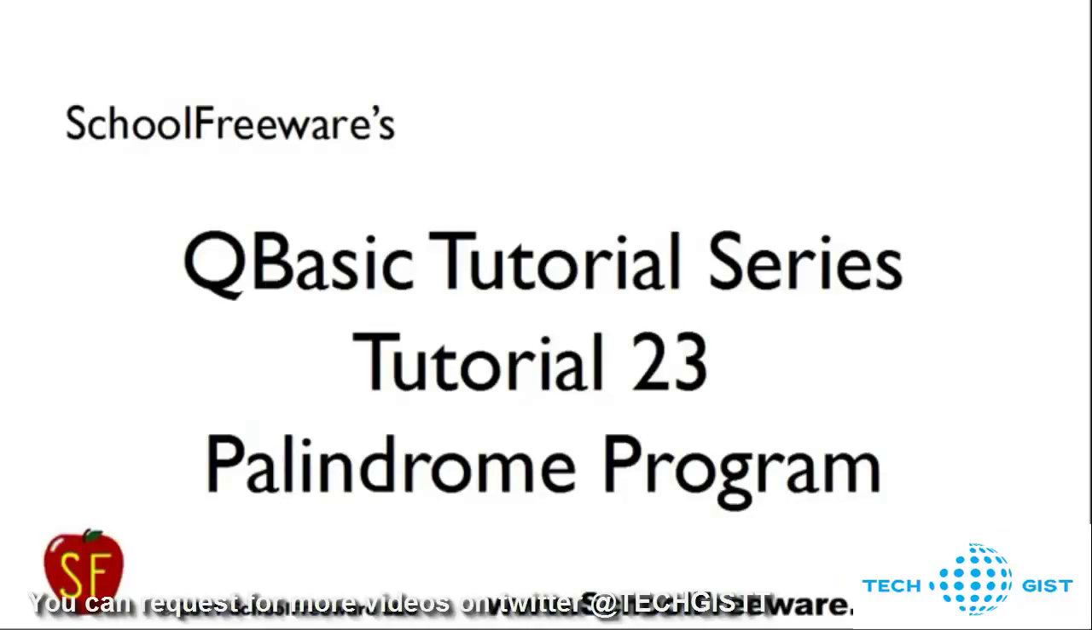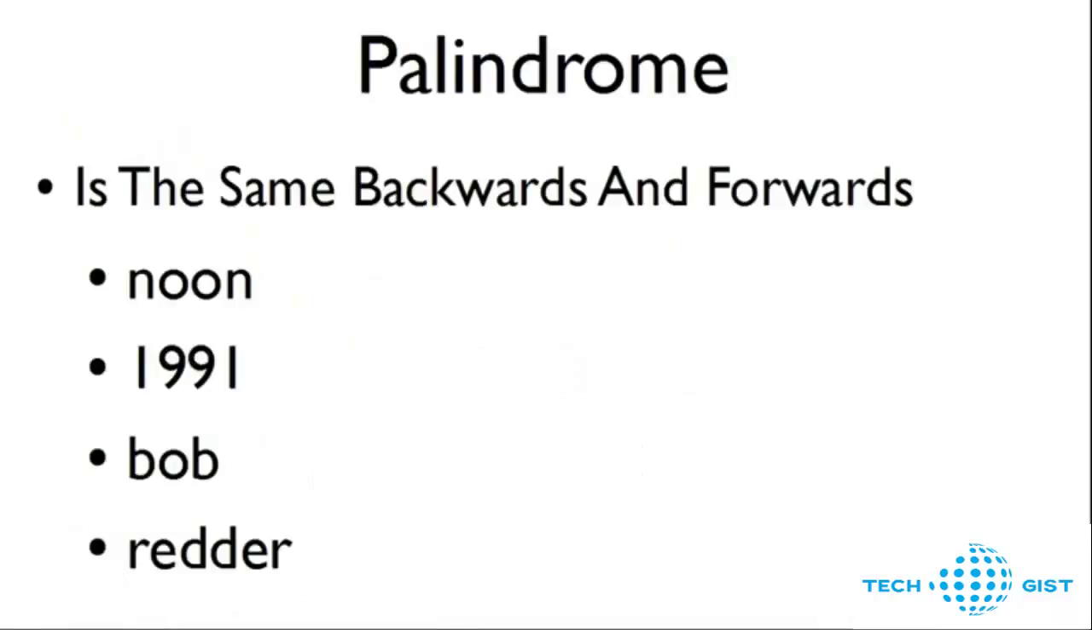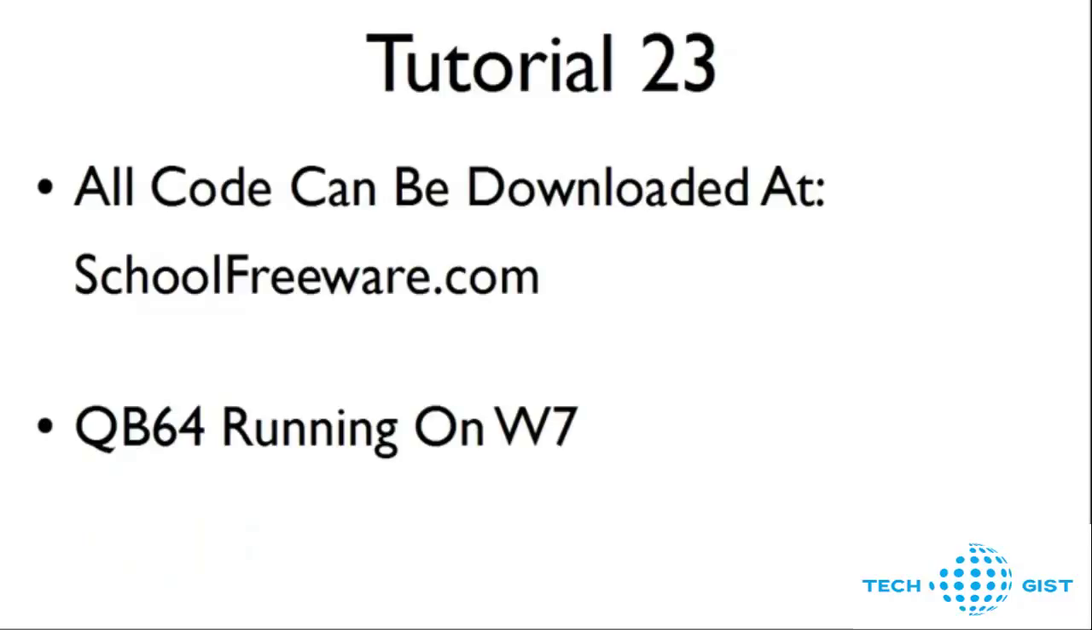School Freeware's QBasic tutorial series, Tutorial 23, Palindrome Program. A palindrome is the same backwards and forwards. Some examples include noon, 1991, Bob, and Redder. All code can be downloaded at schoolfreeware.com, and this tutorial will use QB64 running on Windows 7.